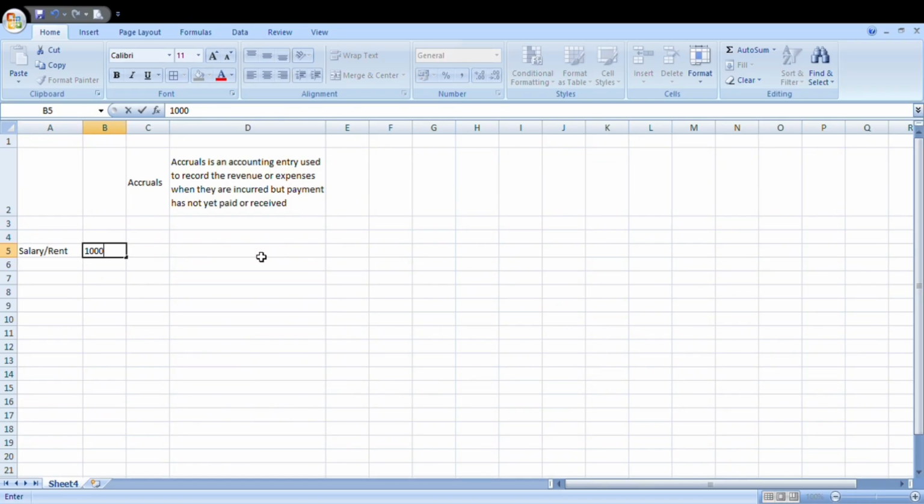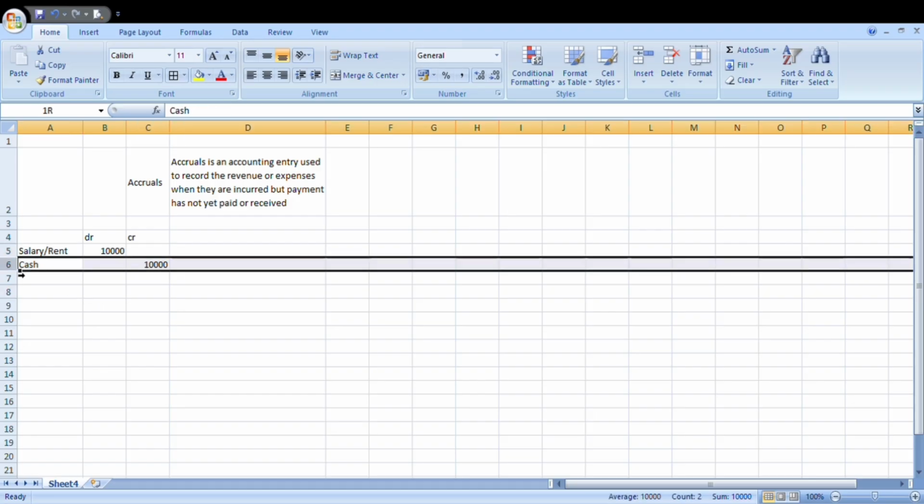So we paid 10,000. The salary or rent will be 10,000. This is debit and this is credit. If we paid cash for salary or rent, the entry will be salary account debit to cash account. This is not an accrual entry. Why? Because this involved cash. If there is cash or bank involved, that is not an accrual.